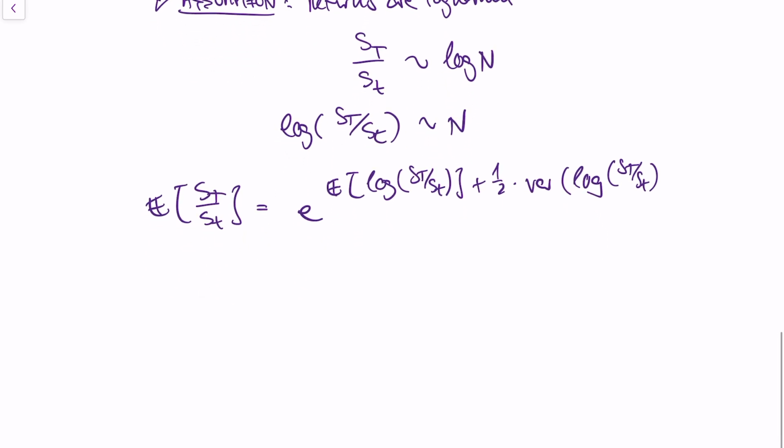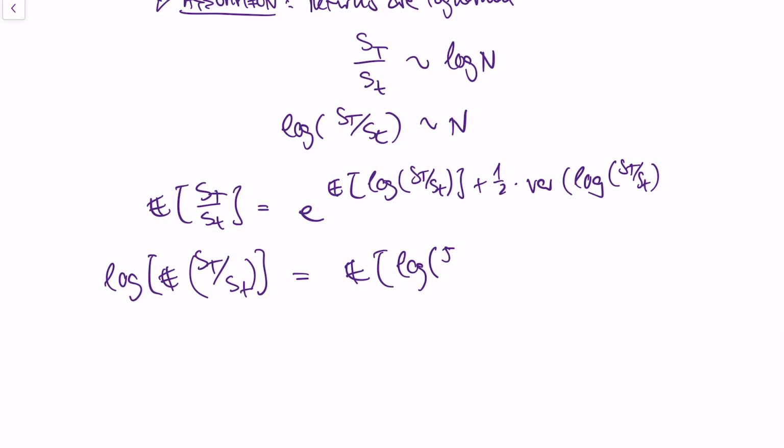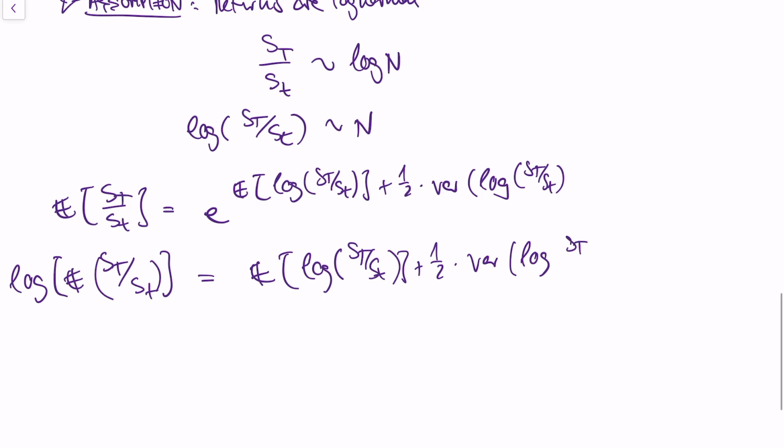So now I'm going to take the log on both sides. So I get the log of the expectation of S_T divided by S_t is given by the expectation of log S_T divided by S_t plus 1/2 times the variance of log S_T divided by S_t.